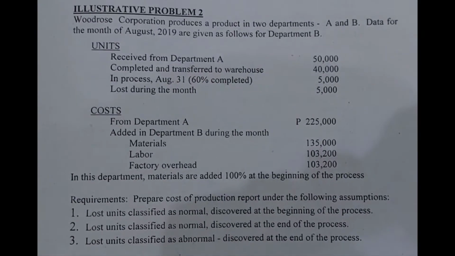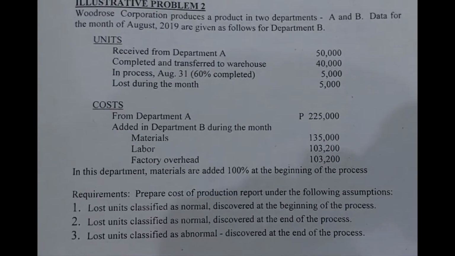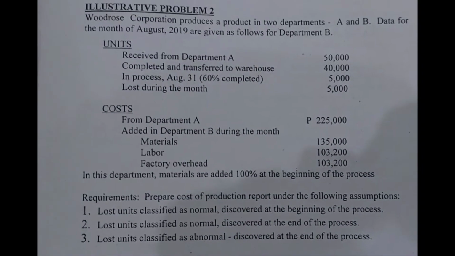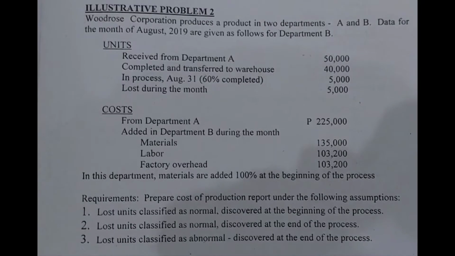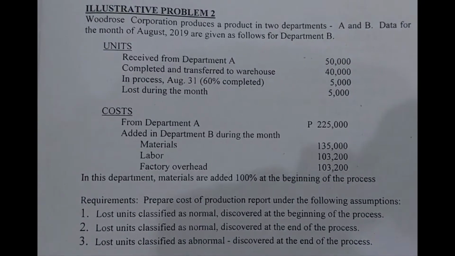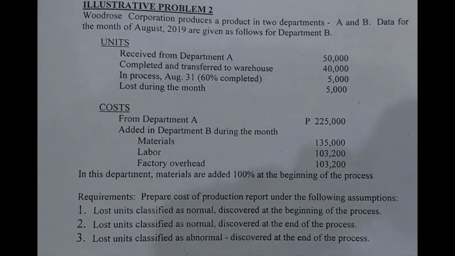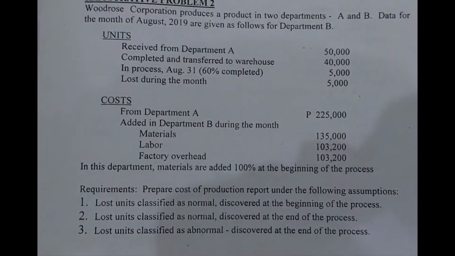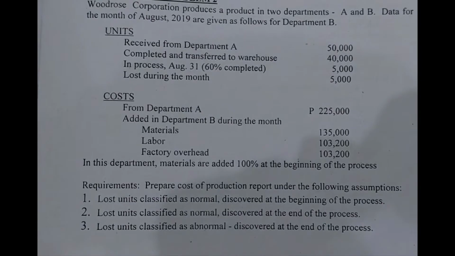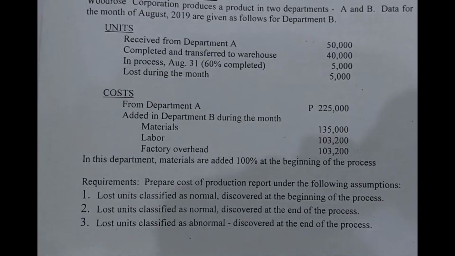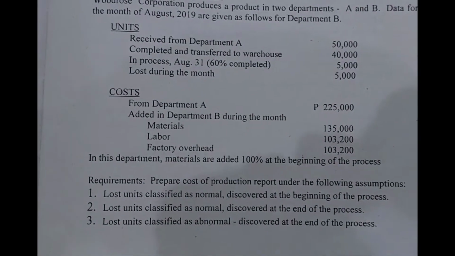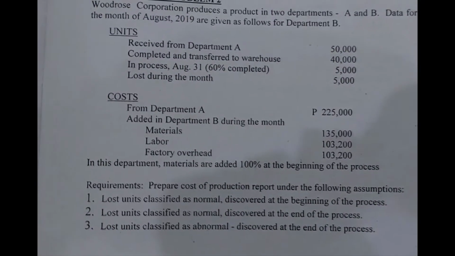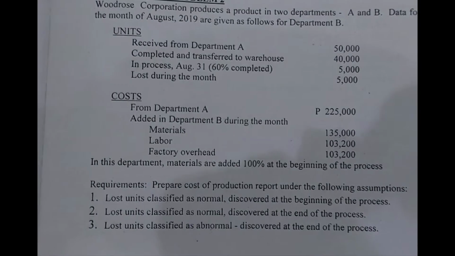So, units received from Department A 50,000, completed and transferred to warehouse 40,000, and in process ending 60% completed 5,000. So loss during the month 5,000. Okay, yung cost nila given din, yung from Department A, so yun yung cost from preceding department, then yung cost added natin materials, labor, and factory overhead. So sabi dyan, in this department, materials are added 100% at the beginning of the process.